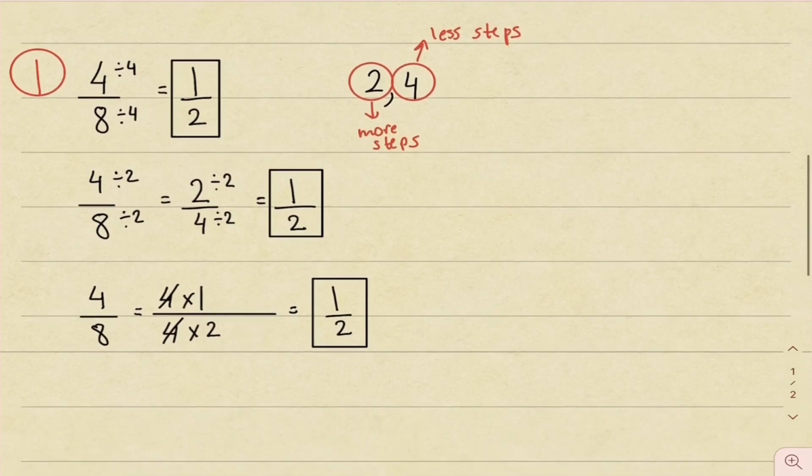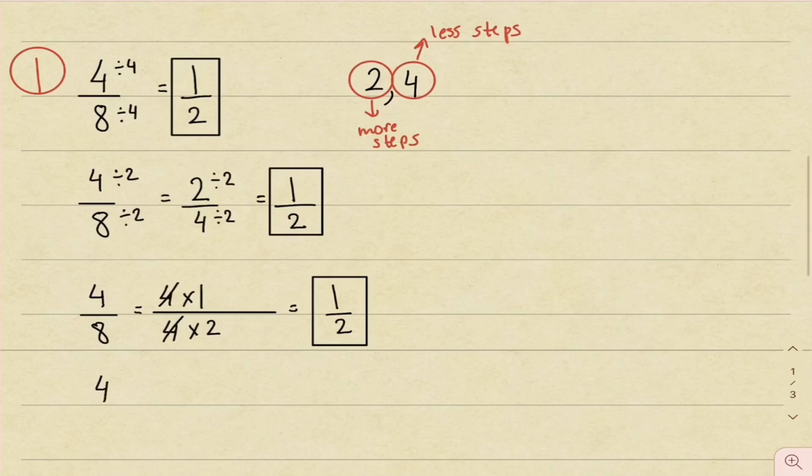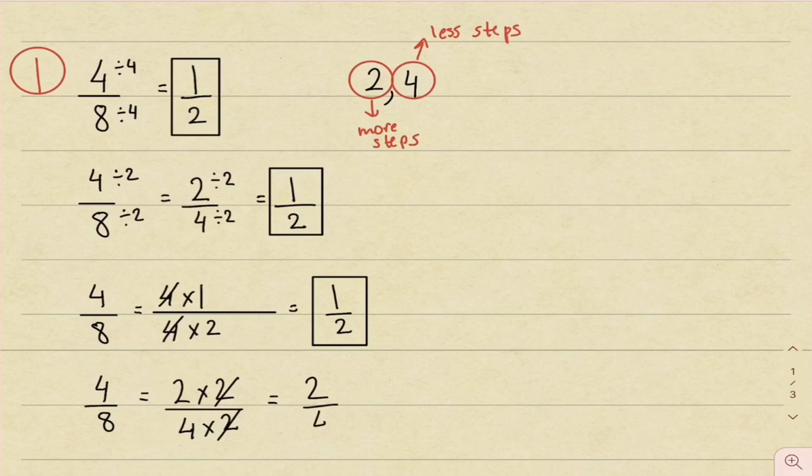A lot of my students would say, how about we do this? If I have 4 over 8, so instead of 4 times 1, I'm going to do 2 times 2. Because 2 times 2 is also 4. And then 8 is 4 times 2. So this is not wrong at all. You're still going to get the same answer. But like I said before, you're going to have to do more steps. So now 2 and 2 cancel each other because 2 divided by 2 is 1. And you're left with 2 over 4.